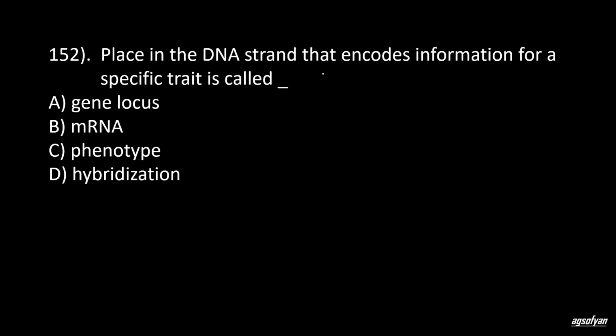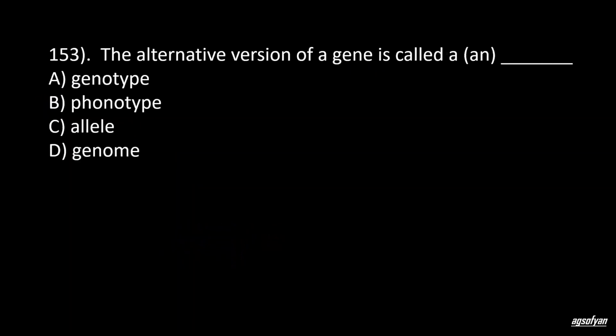The place in the DNA strand that encodes information for a specific trait is called gene locus, messenger RNA, phenotype. Should be not. This is not DNA. This is a process of crossing. So the answer should be the gene locus. The alternative version of a gene is called a or an genotype. Oh, this should be phenotype, alleles, or genome. The alternative version of a gene is called the allele.